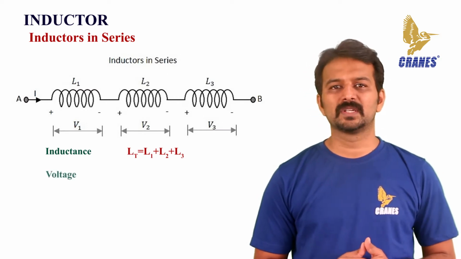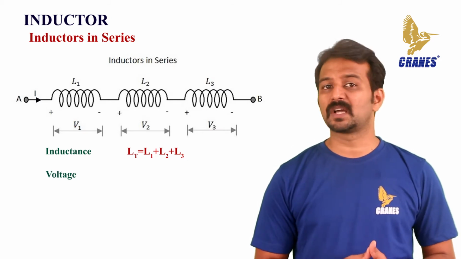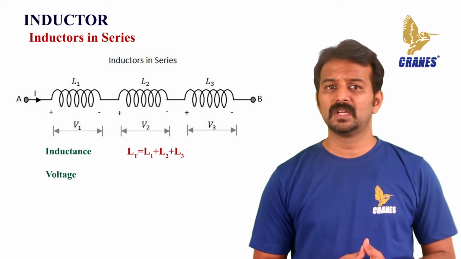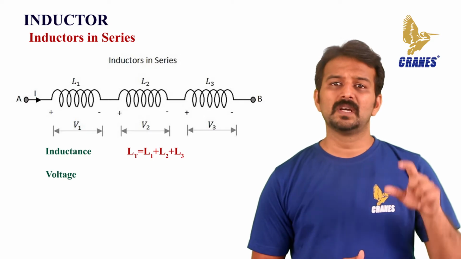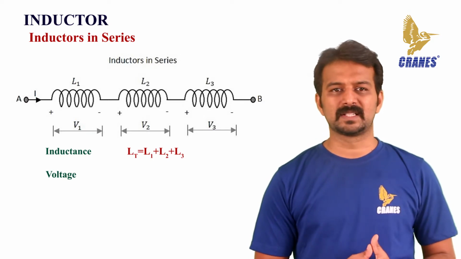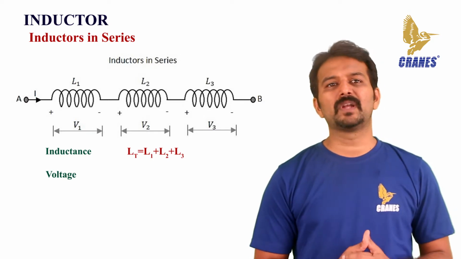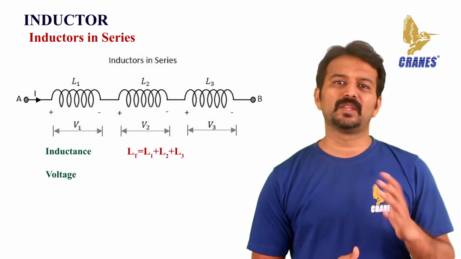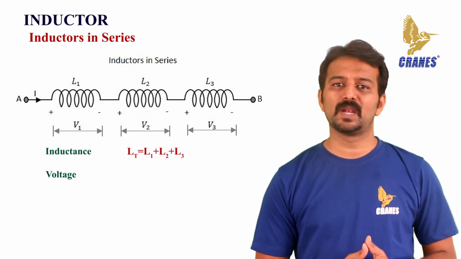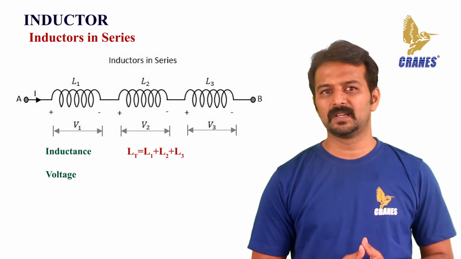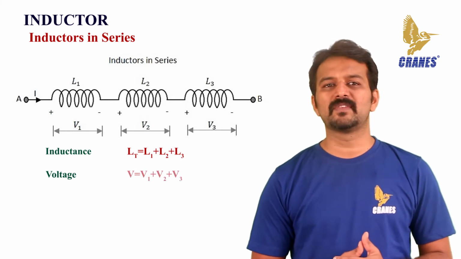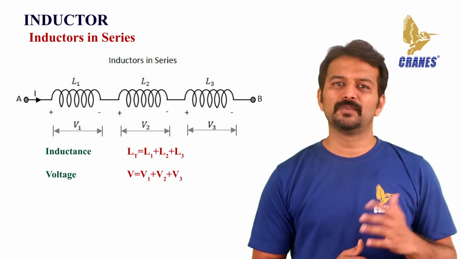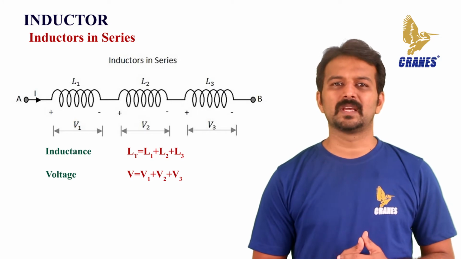Looking at the voltage, the total voltage that appears across a series inductor network is the sum of the voltage drops across the individual inductances. If V1, V2 and V3 are the voltages across the inductances L1, L2 and L3 respectively, then the total voltage is given by V equal to V1 plus V2 plus V3.